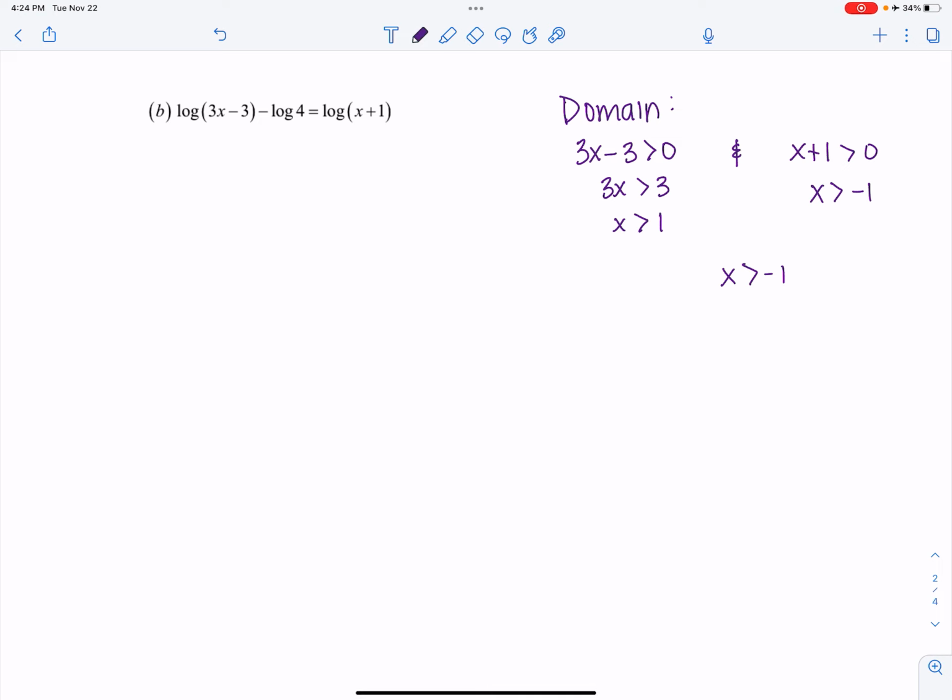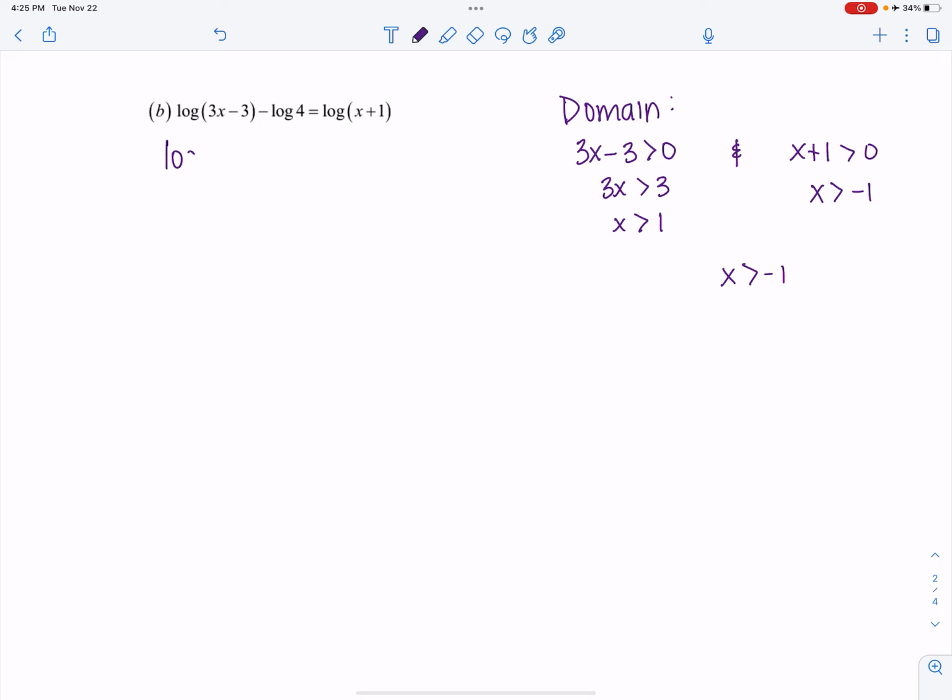So let's take a look here. We've got a few logs, and just like our last problem, we kind of want to condense these down into one log before we can solve for that x. So I see a minus in between these two logs, and that tells me use your quotient rule. So that's what we'll do. We will use the property and condense the first two logs here into one log.